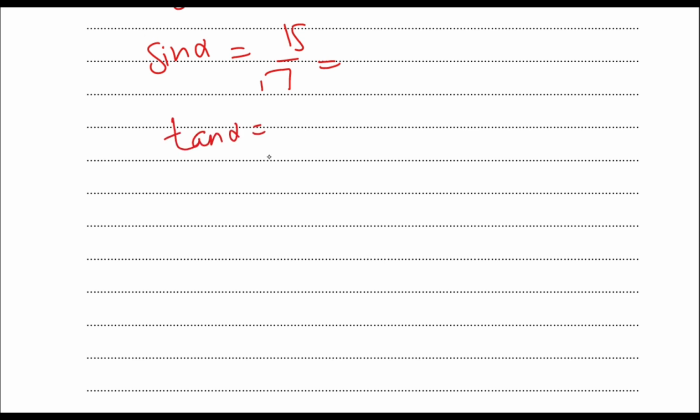Tan alpha is equal to sin alpha by cos alpha. As sin alpha was 15 over 17 and cos alpha was 8 over 17, we will get 15 by 8. Now let's come to our question.